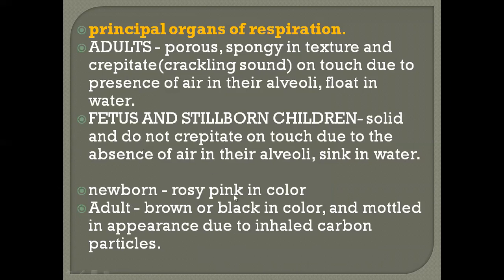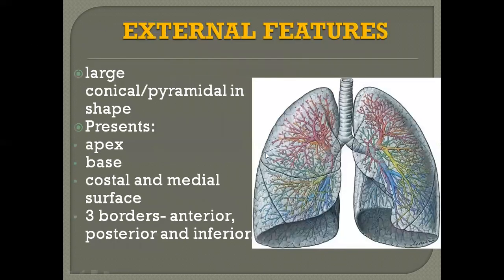Newborn lungs are rose pink in color and adult lungs are brown or black in color and mottled in appearance due to inhaled carbon particles. When you look at the lungs, they are large conical organs. They are pyramidal in shape. Each lung presents apex, base.